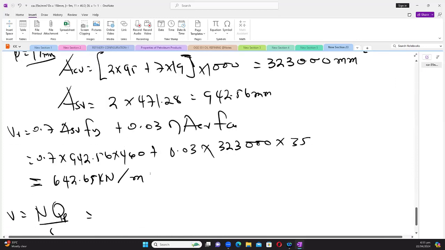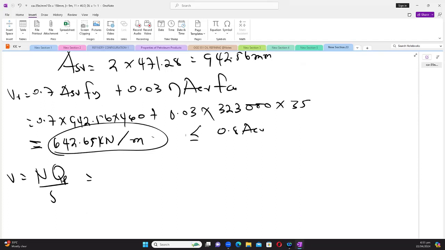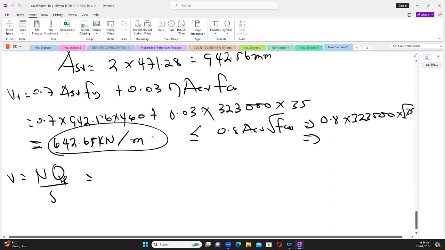But you didn't talk about the limit, whether it's greater than the limit or not. This is your answer. Did you check it against the limit? The limit that Jude gave, I even forgot about it. There was a limit that this should not exceed. What's the formula, please? 0.8, the N value, A_cv, square root of f_cu. Okay, so let's check the limit. 0.8, N value is 1 in this case, 30, A_cv 35, square root of. What's the answer?